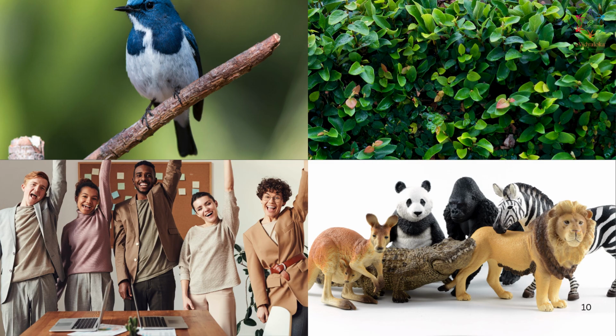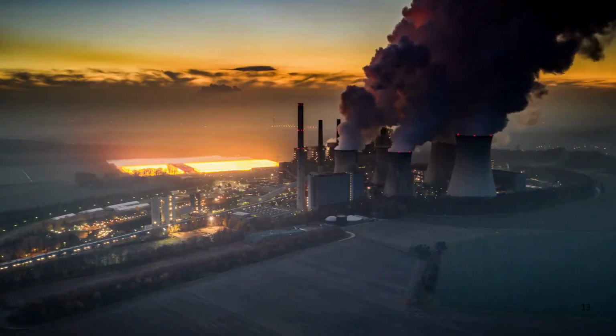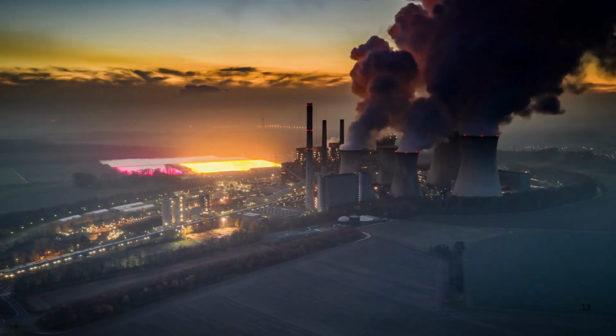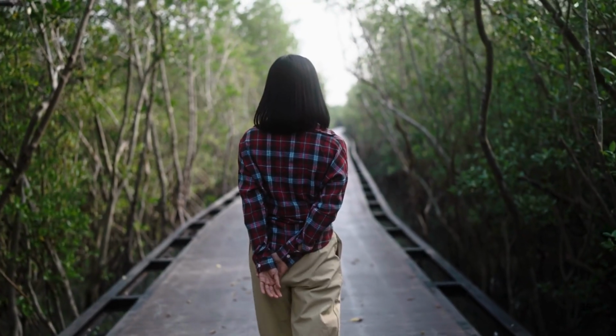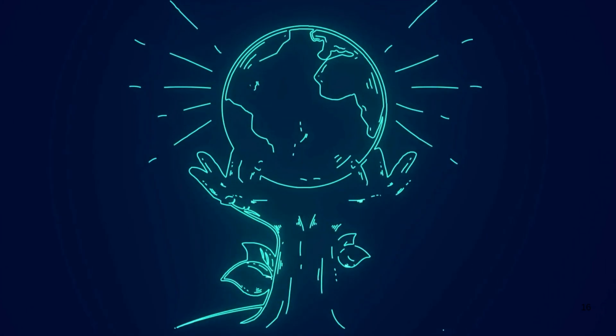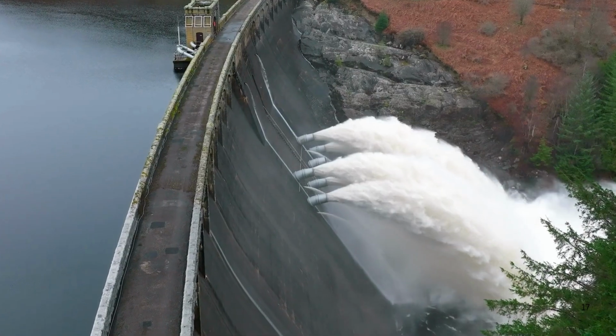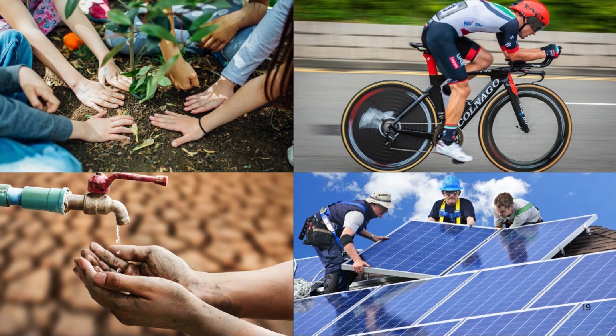These resources go through natural cycles, like the water cycle and carbon cycle. But some resources, like fossil fuels, are running out because we use them too much. Today we are diving into the fascinating world of natural resources and their conservation, how Earth provides us with water, air and energy, and why we must use them wisely.